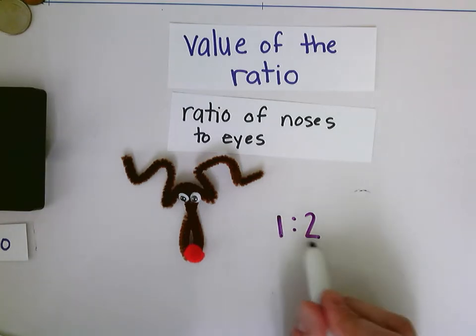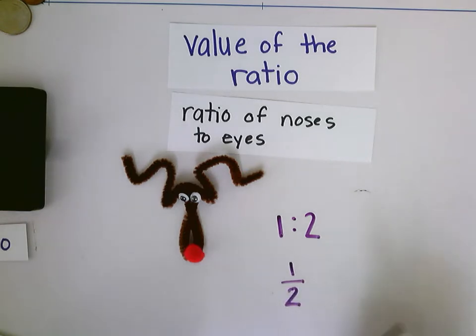I would have my ratio of 1/2. So the value of this ratio is 1/2, 1 to 2. That is how we could find the value of the ratio. That's how we would write it as a fraction.